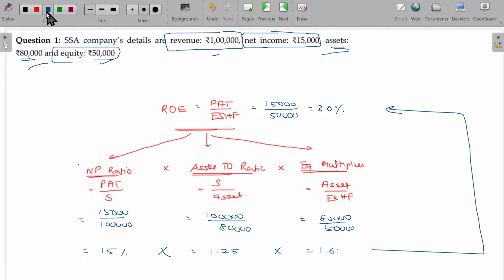For example, if this one being rather than 1.6, is 2 times, what happens? 15 into 2, 30 into 1.5, 37.5% will be the value. So your return on equity is now increased to 37.5% by making this from 1.6 to 2. It means out of 80,000 rupees, the equity fund should be only 40,000 rupees. Another 40,000 could be by way of long-term debt, maybe at a lower interest rate. You will learn that in leverages. So the leverage concept is there. Due to the leverage, borrowings will have a lower cost, and that lower cost can be fitted here.